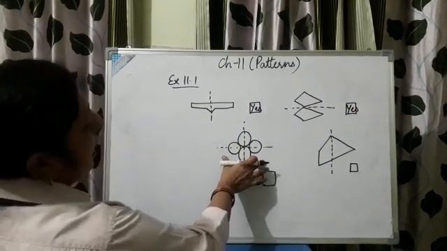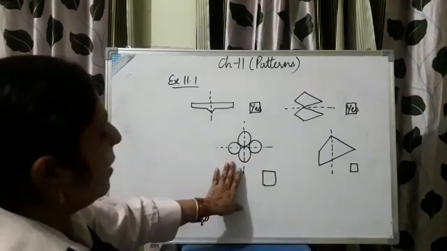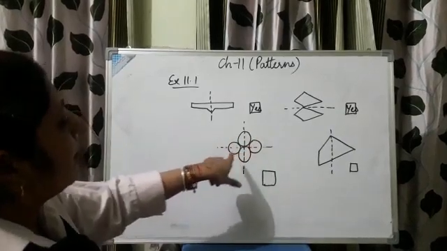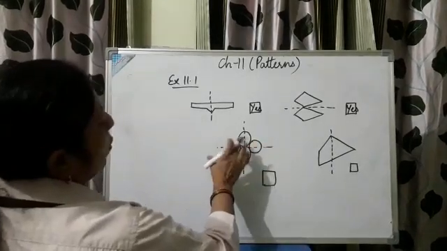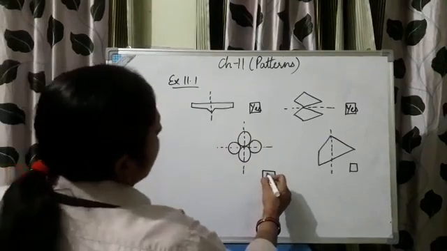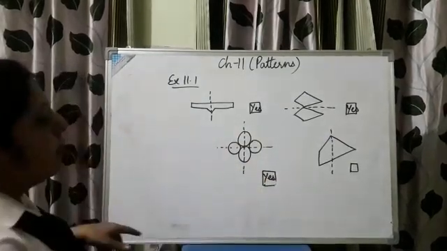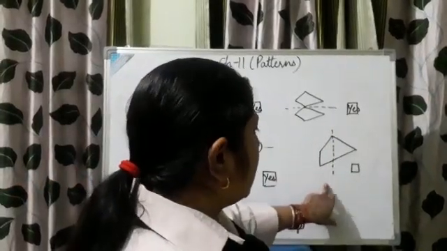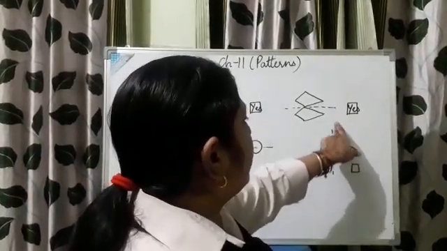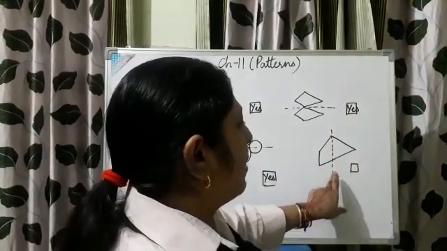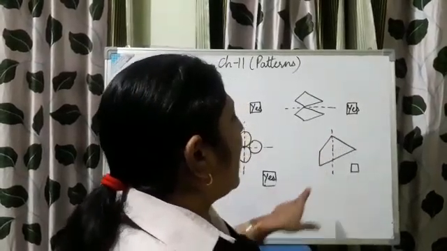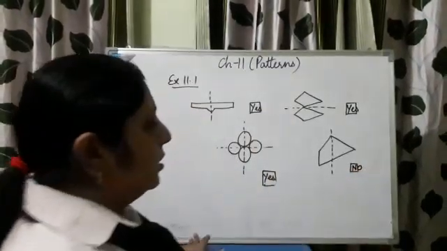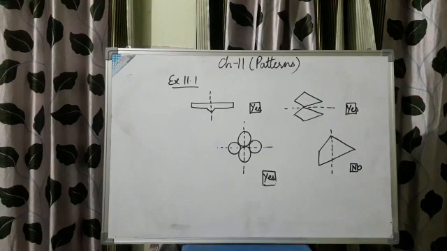This third figure I have drawn here, you can see that when this figure is divided whether horizontally or vertically, both the parts resemble each other. That means you are supposed to write yes in the blocks given. And coming to this fourth figure, when we try to divide it into two equal halves, both the halves do not resemble each other. That means this is not a symmetrical figure. So you will write no in the block.